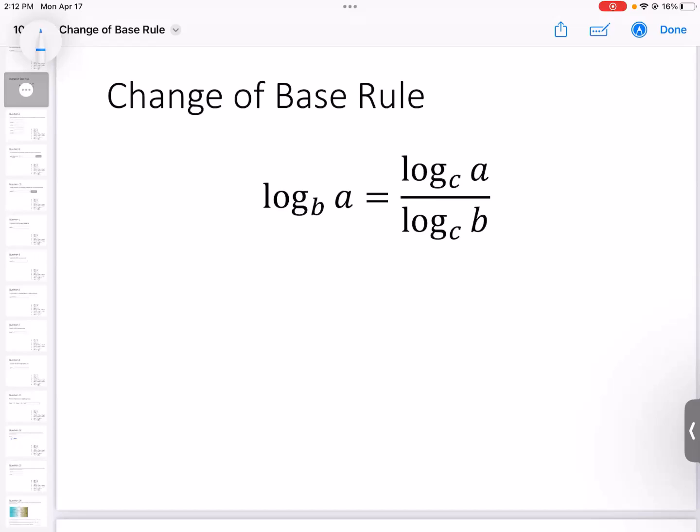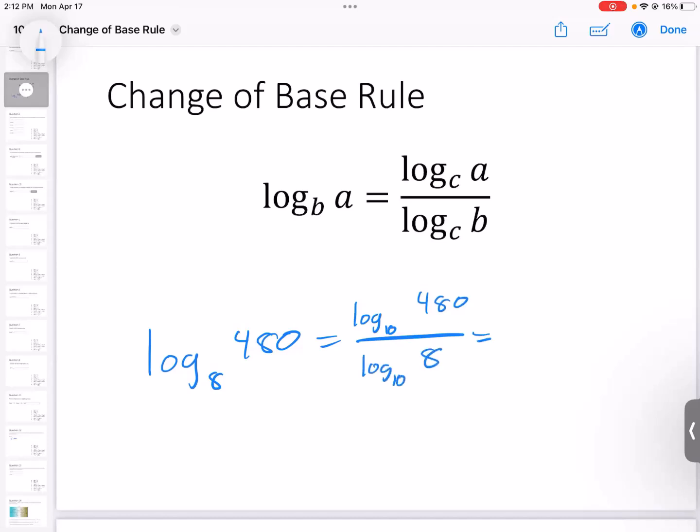So what we would do if we want to calculate that question that we had before, log base 8 of 480, is use the change of base rule to change it to logarithms that our calculator can calculate. So we'll change this to log base 10 of 480 divided by log base 10 of 8. And when we calculate that out, go ahead and put in your calculator, what's log base 10 of 480? That's close enough. And then log base 10 of 8.